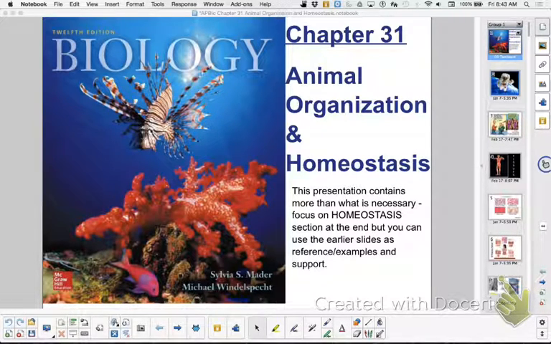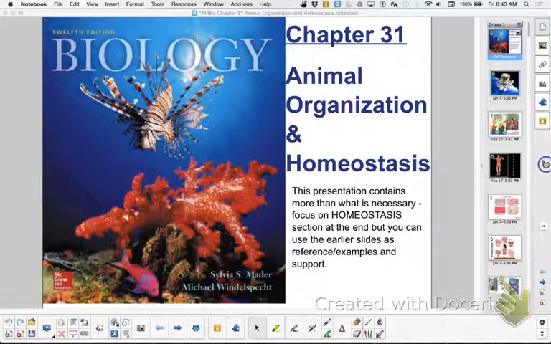Okay, so Chapter 31 is Animal Organization and Homeostasis. You have some highly suggested reading and thinking I know that you will take care of. The bulk of this chapter, let's review one thing with me. It goes atom, then what? Atoms, molecules. Do it together. Atoms, molecules, organelles, cells, tissues, organs, organ systems, organisms, population, community, ecosystem, biosphere.